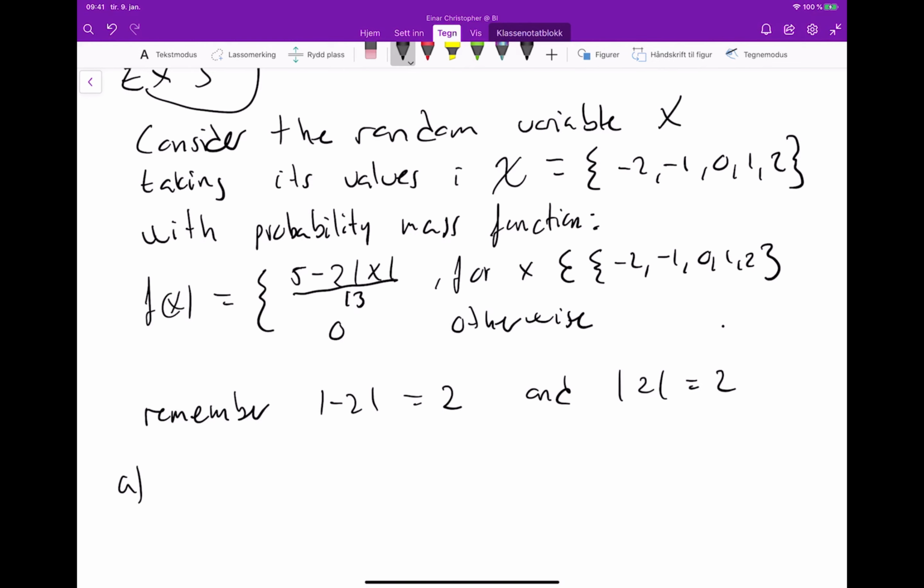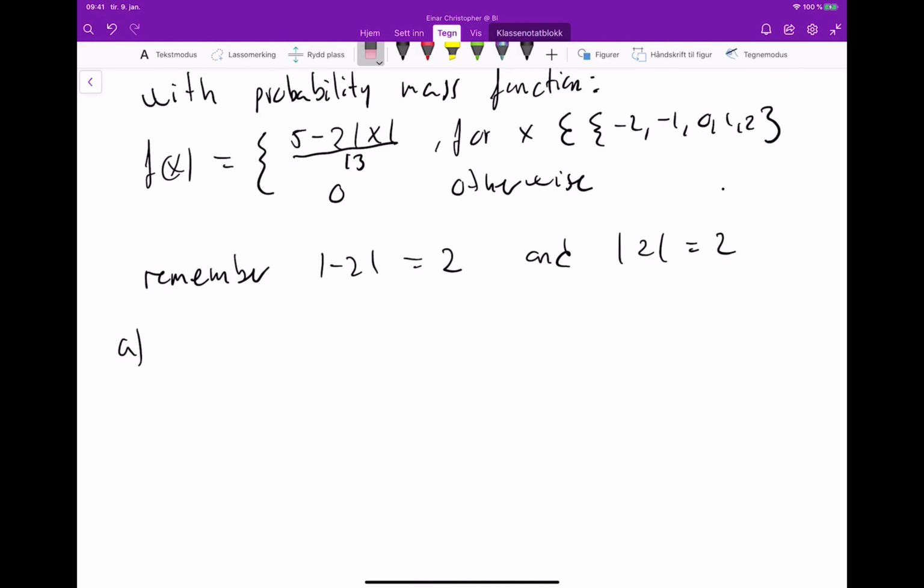Verify that f(x) is a probability mass function. In example, that f(x) is bigger or equal 0 for all x, and that the sum of all these f(x)'s is equal 1. And we will do that.